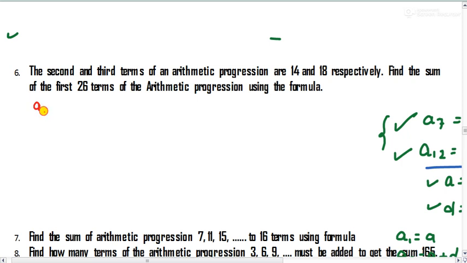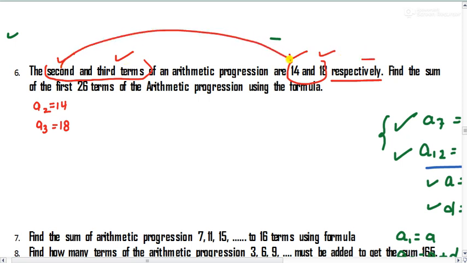So the second term of the AP is 14 and the third term of the AP is 18. Whenever they give you 'respectively', and here there are two data, it's written like this: second and third, and here they have given 14 and 18 respectively. It means the second belongs to the first value and the third belongs to the second. Got it? That's what 'respectively' means. And they've asked S26.